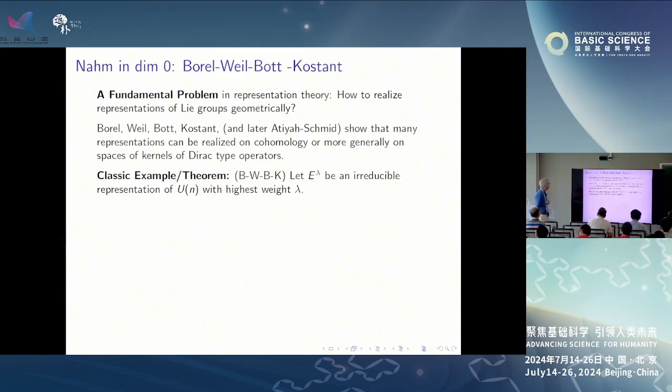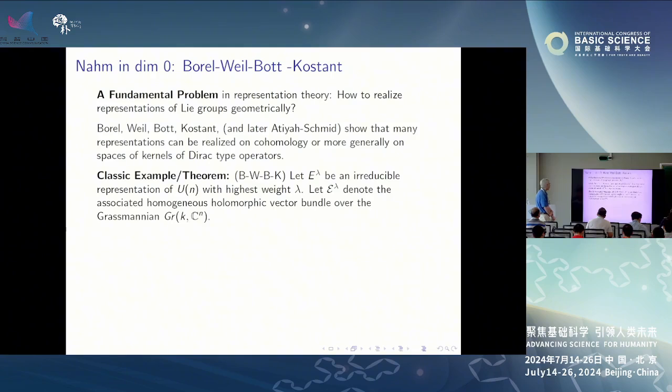And so let me give you a very classic example of this. And I'm not sure where Borel-Weil-Bott ended off and Kostant picked up, so I'll just attribute to all. So first, suppose E_lambda is an irreducible representation of the unitary group with highest weight lambda. Then there's some algebraic manipulations you can do associated with the highest weight to construct a homogeneous holomorphic vector bundle, which I call calligraphic E_lambda, over the Grassmannian manifold, so the Grassmannian of k-planes in C^n.